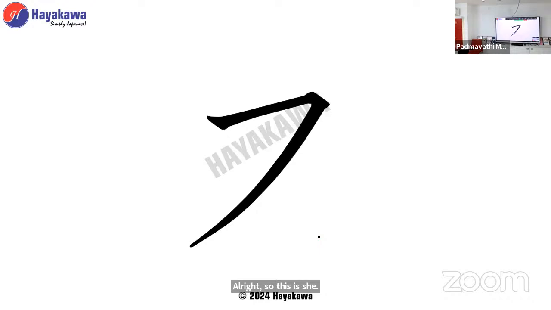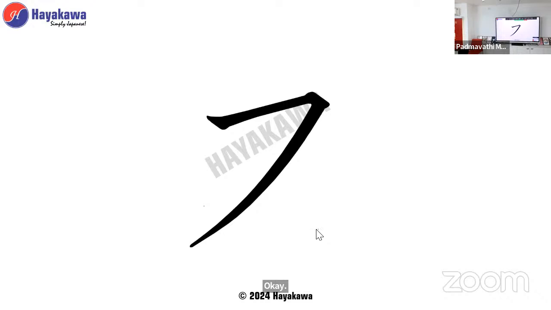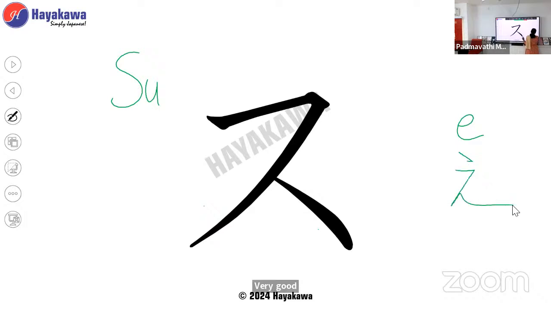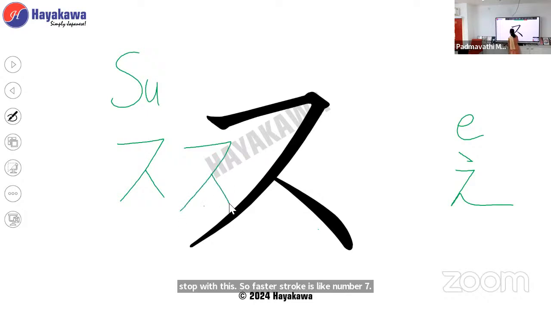Next, it is going to be su. One and two. So this is going to be su. For this particular font, can you connect it with some other hiragana font similar to it? Su. Very good, hiragana A. The difference is this: they are just similar, but we will stop with this. The first stroke is like the number 7, one, and stop.